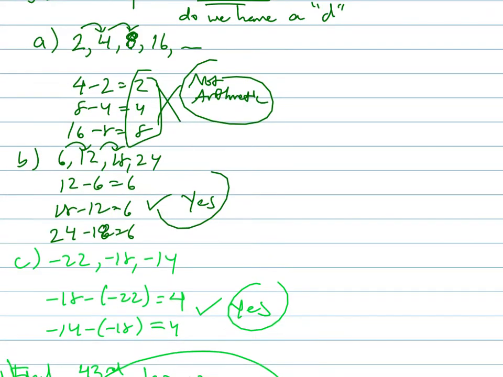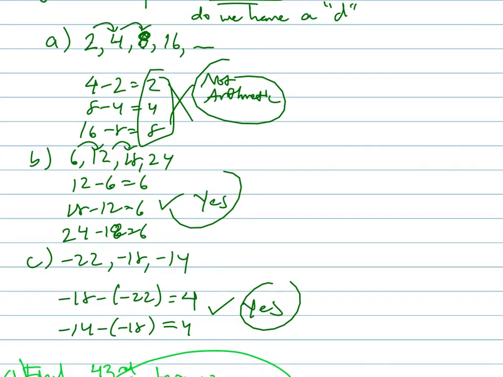Let's just try one more here. Negative 22, negative 18, negative 14. Again, go backwards, subtract. Negative 18 minus a negative 22, so that's a plus, gives you 4. Negative 14 minus a negative 18, so negative 14 plus 18, that's a 4. Again, it's the same number, so yes, this is an arithmetic sequence.